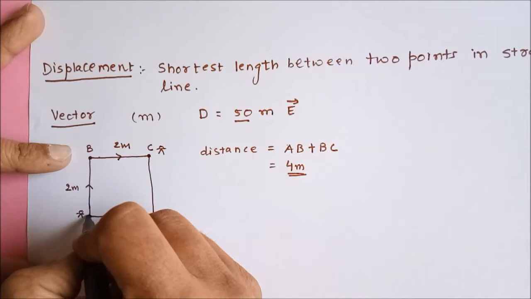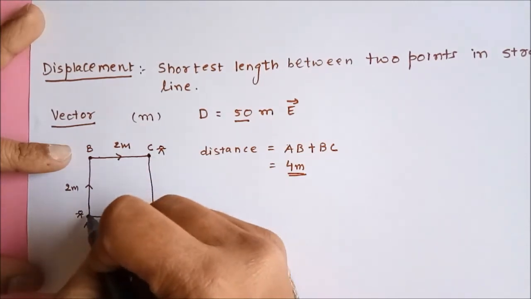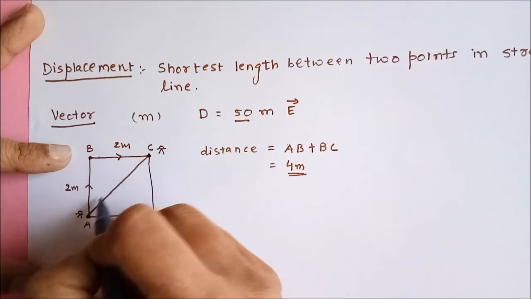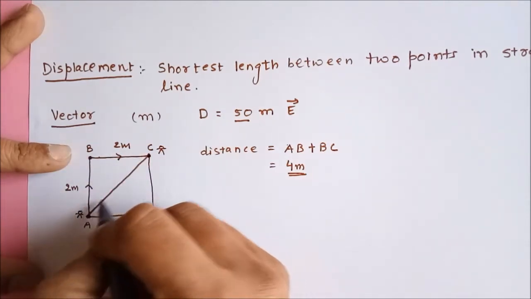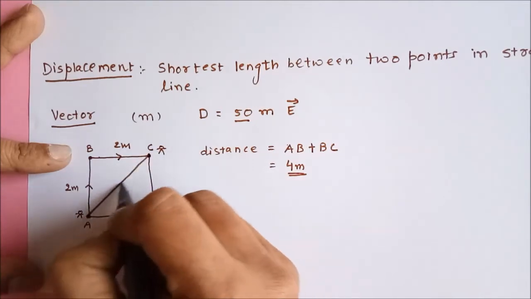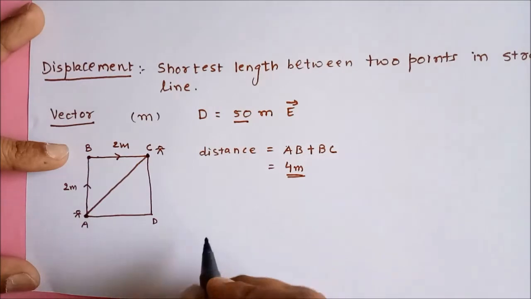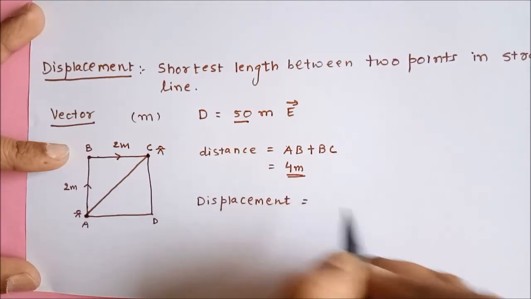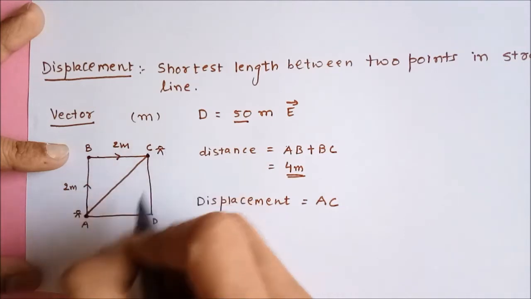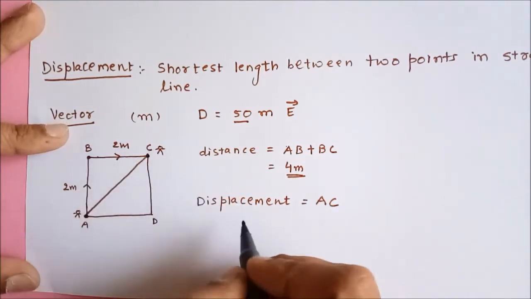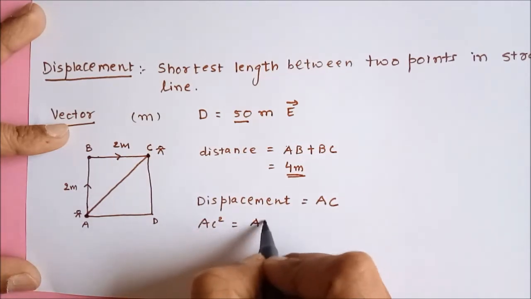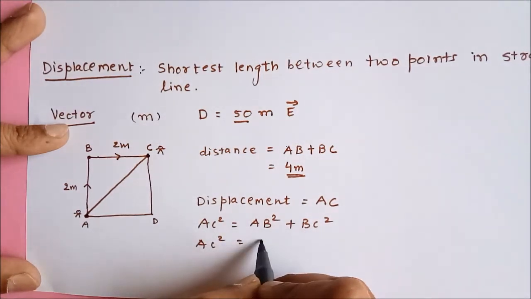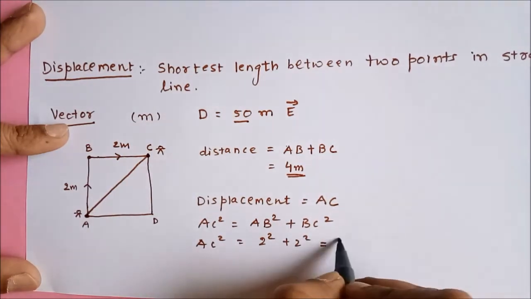Okay, now if you want to find out the displacement traveled by the body from A to C, then this is the starting point, this is the finishing point, join them in a straight line. This length is the shortest length of the path traveled by the object. This shortest length between 2 points in a straight line as per our definition is the displacement. So the displacement would be length AC, and we can calculate it with the help of the Pythagoras theorem. So AC square is equal to AB square plus BC square, and AC square is equal to 2 square plus 2 square. So this is 4 plus 4, so it is 8.